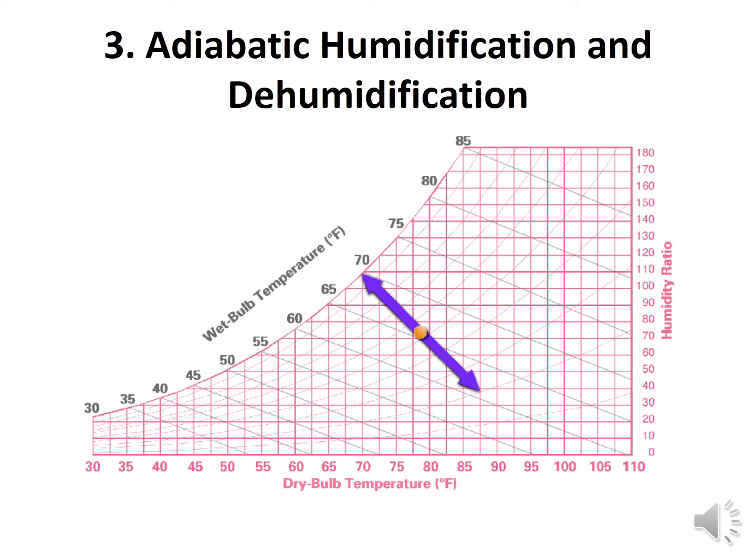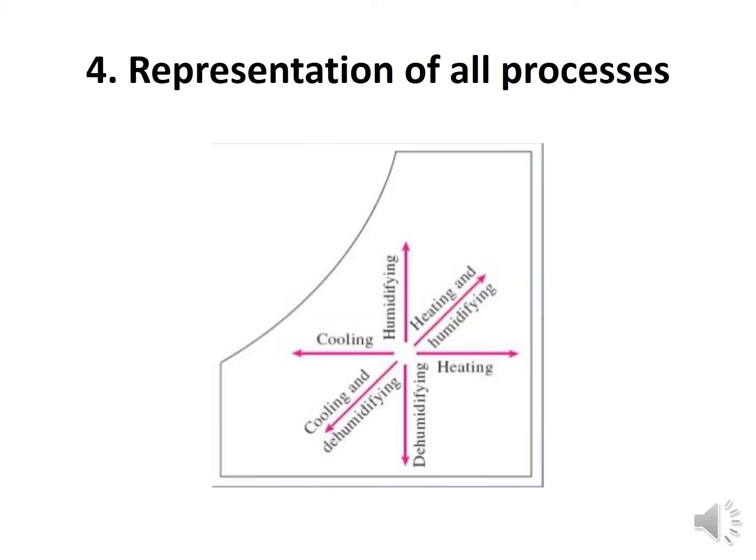Later on you will see combinations of all the processes, like sensible heating with dehumidification, cooling with humidification, and other things. So this is the representation of all the processes in a single psychrometric chart. If this is the point and I increase this, it is humidifying. If I decrease this, dehumidifying. If I take this point this side, it is cooling. If I take this point the other way, it is called heating.